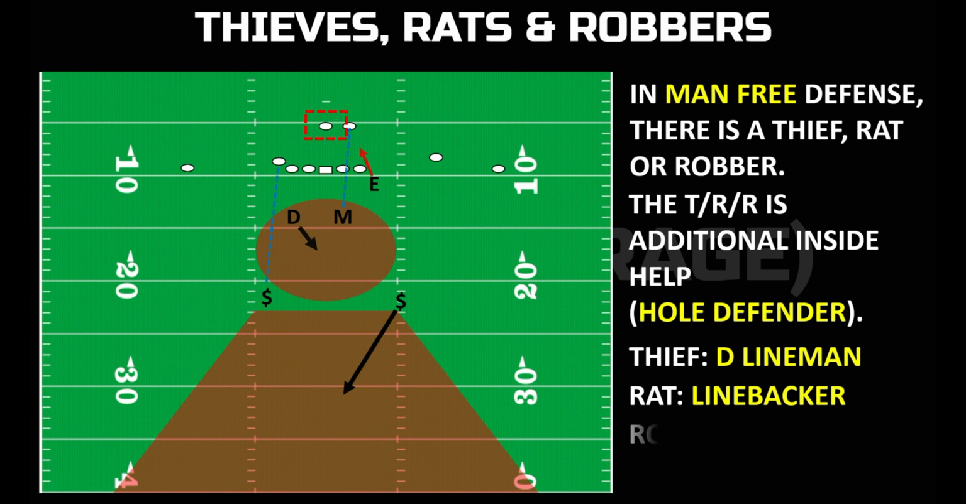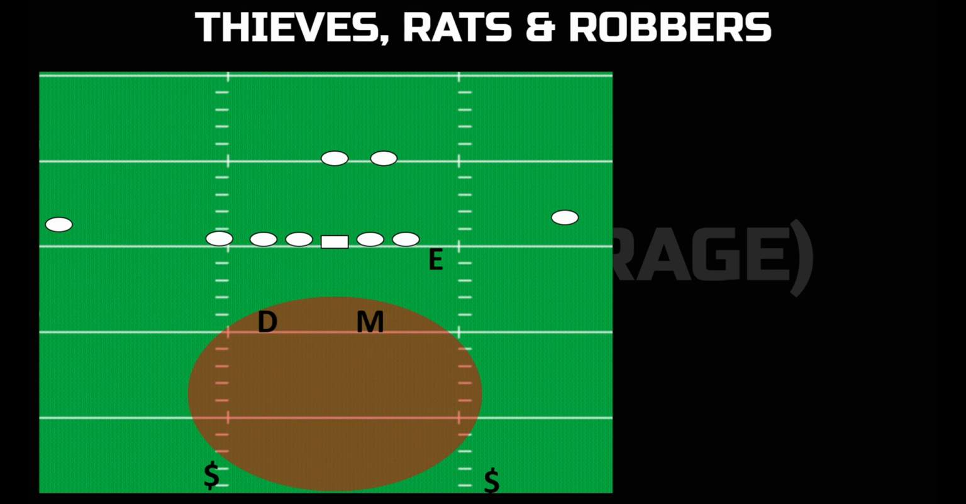Okay, and then when a safety is the additional help, he is called a robber. So we're saying the Mike and dime are manning the back and tight end, and the end is rushing. That means that the safety is the robber, when the safety is the additional low hole help. When I am a low hole player, whether it's a thief, rat, or robber, we'll say a rat in this case. We'll say the call is +1 rat.